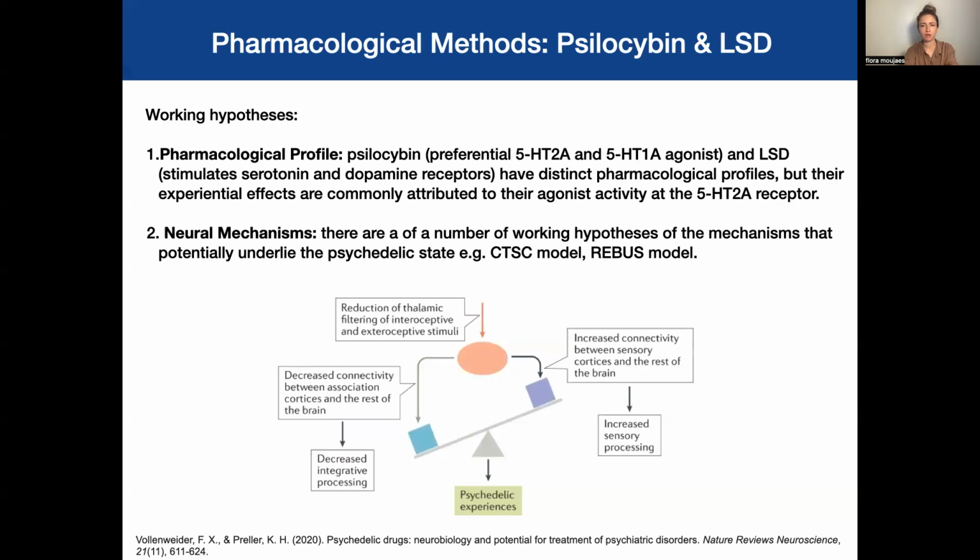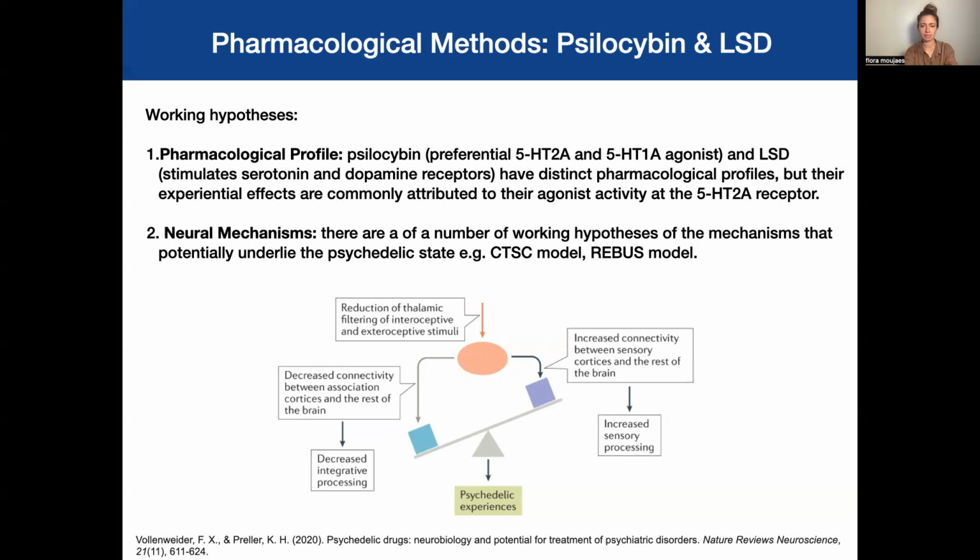Although they have distinct pharmacological profiles, as psilocybin is a preferential 5-HT2A and 5-HT1A agonist, while LSD stimulates a wide range of serotonin and dopamine receptors, both of their experiential effects are commonly attributed to their agonist activity at the 5-HT2A receptor.